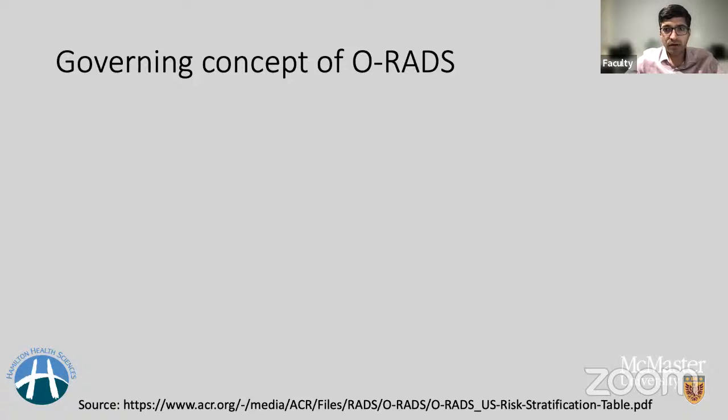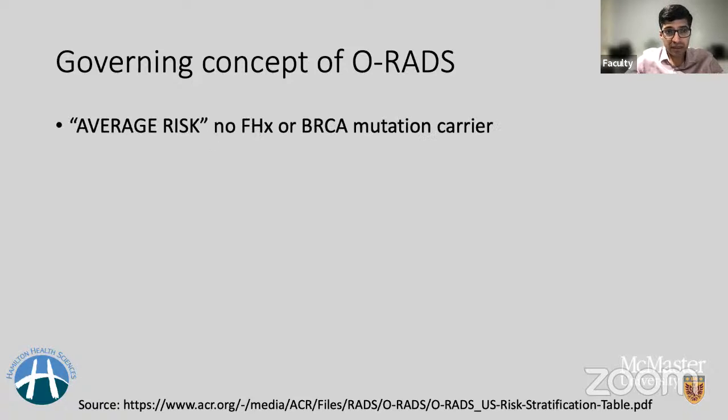Let's briefly talk about some governing concepts of O-RADS before we wrap up. Remember, this tool works the best, or has to be used, when you have a patient with average risk or no family history, or the patient does not have a BRCA mutation carrier. This is very important to talk about because if you remember, BRCA mutation carrier women always have a higher risk of ovarian lesions as well as breast cancers, right? So those will not be average risk women.